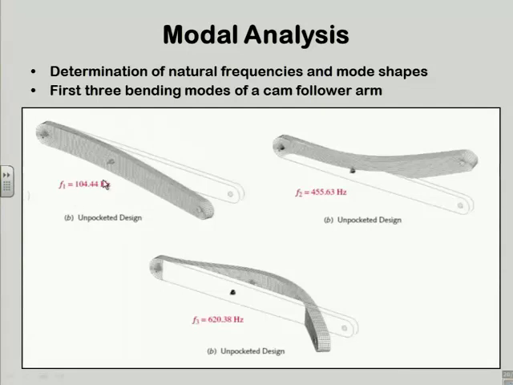So this tells me that the fundamental frequency of this part in bending is 104 hertz. The second is 455, well more than double. The next one is 620, less than double. So they're oddly spaced. And I could keep going and get higher ones and higher ones. And that now tells me that I don't want any forcing frequencies, whatever I'm driving this thing with, to sit at any of those frequencies, because it's going to make it go crazy in resonance, right? So having this information is really useful in order to avoid vibration problems.